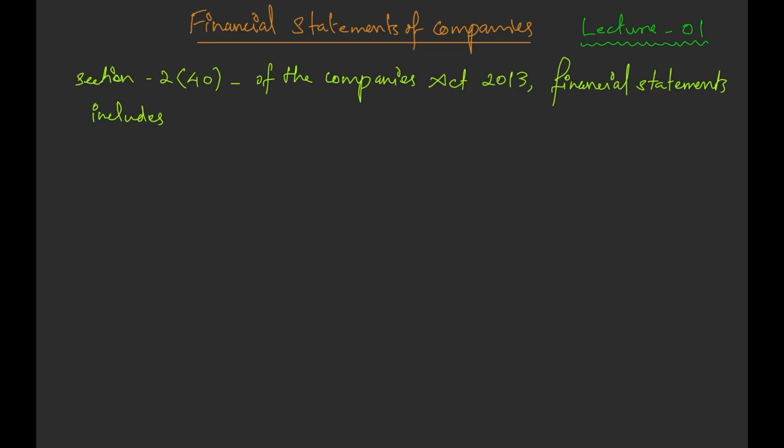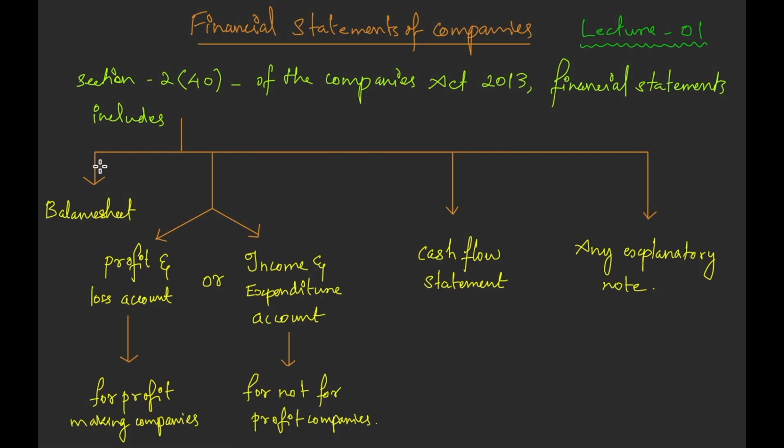And as per section 2 subsection 40 of the Companies Act 2013, the financial statements of companies include a balance sheet. Second, we have profit and loss account or income and expenditure account. So the companies which are for profit making should prepare profit and loss account, and the companies which are not for profit should prepare income and expenditure account. And the third one is cash flow statement.